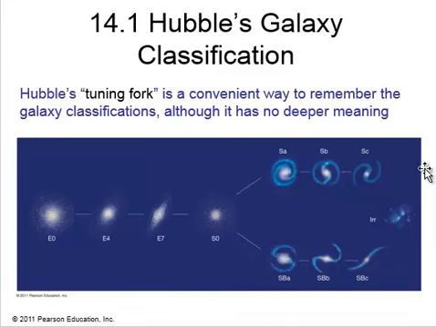And so he starts off with an E0 elliptical and goes through the progressively more elongate ellipticals to finally get to the S0, which is the combination between the spirals and the spiral bars and the ellipticals.